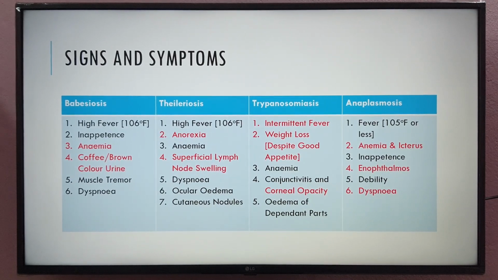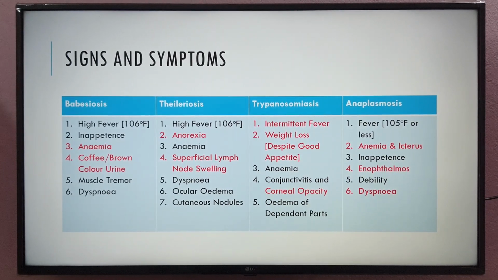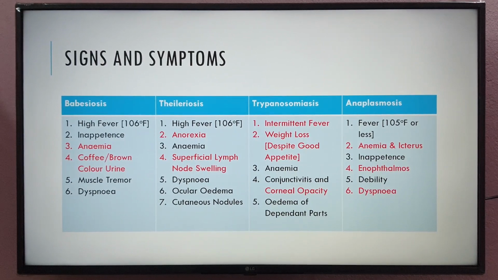Now coming to Theileriosis. In Theileriosis you will also find high fever, 105 to 106 degrees Fahrenheit, and here we will find anorexia. The animal won't take any feed. There will also be anemia. And the fourth point is superficial lymph node swelling. This is characteristic for Theileriosis. Though superficial lymph node swelling can be seen in trypanosomiasis, it is more characteristic of Theileriosis.